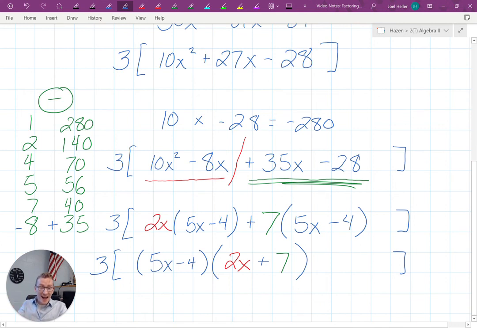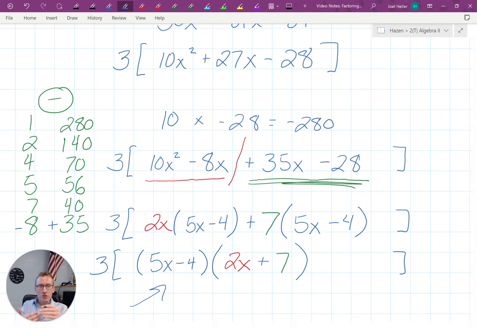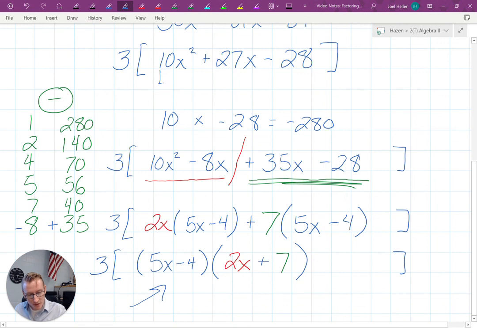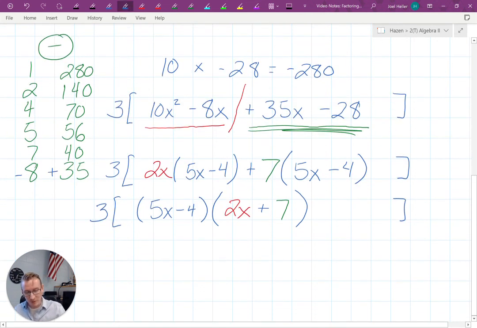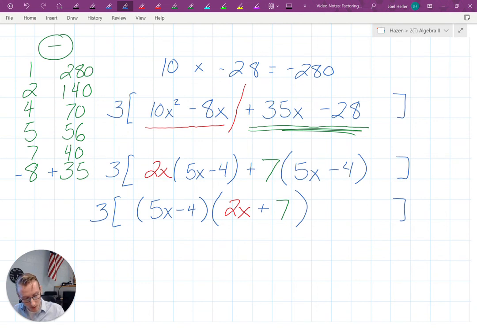Now I actually have my factored expression. It's right there. That's it. It's 5x minus 4 times 2x plus 7. But before I move forward, I want to make sure that those factors actually multiply together to give me the thing that I started with, this 10x squared plus 27x minus 28. I want to make sure that those two things match up. So in order to do that, I'm going to check my work just by using the distributive property. So I'll FOIL this here.